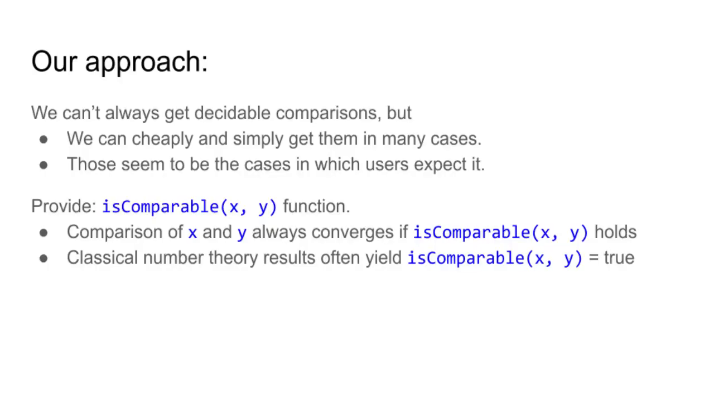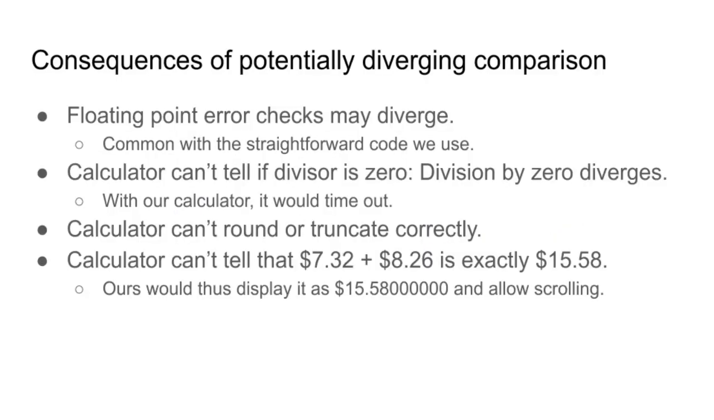Our approach accepts that we can't in general decide equality, but it also observes that in many cases, in fact, comparisons are easily decidable. So the way we expose this is we add a function to the API called isComparable, which tells us ahead of time whether comparisons of two real numbers are guaranteed to succeed. Arguably, this reflects user expectations in computing with the real numbers.